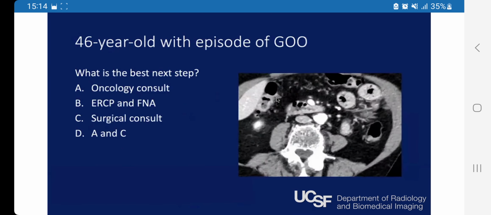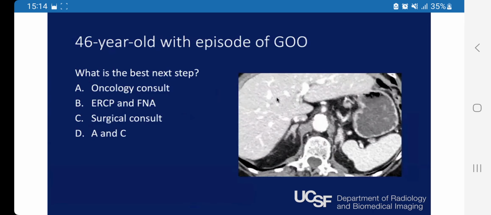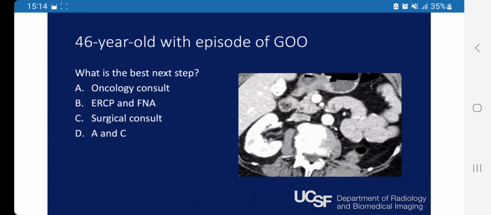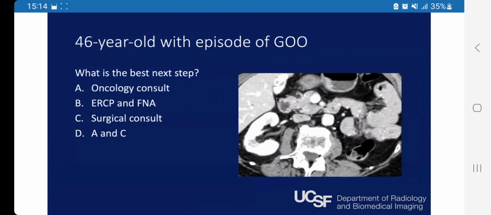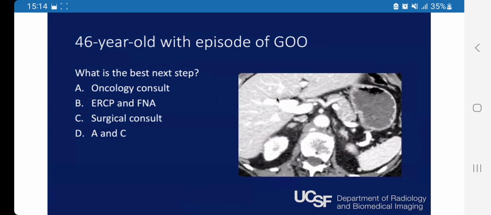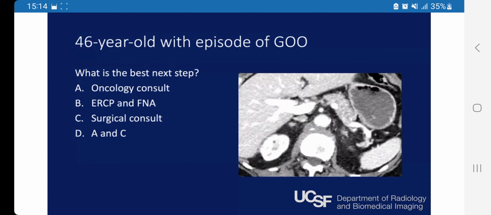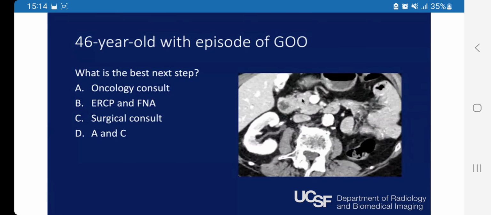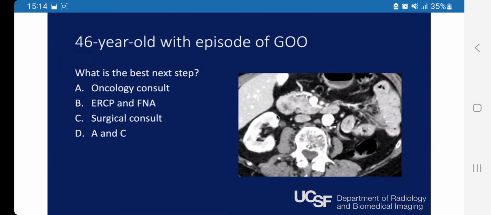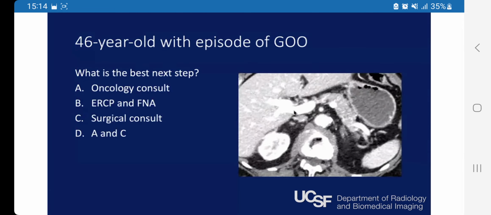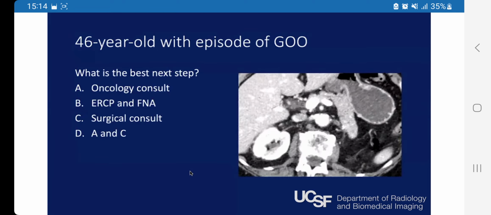The last question is about a 46-year-old man with episodes of gastric outlet obstruction. If you look at these images in this view, I'm focused on the pancreas, obviously, and we see the pancreatic parenchyma pretty normal here. It looks like there's a mass-like region, maybe around the duodenum. So what's the best next step?